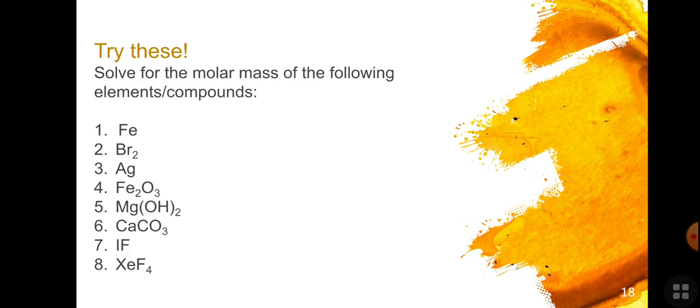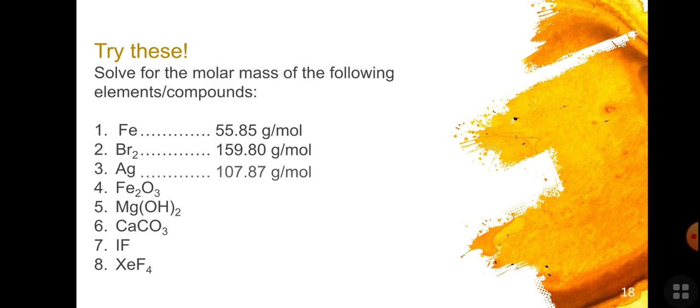The answer for the following are, first, iron, 55.85 gram per mole based on the periodic table. Bromine gas, because it's Br2. So, that's 159.80 gram per mole. Silver, 107.87 gram per mole. Iron, 159.70 gram per mole.